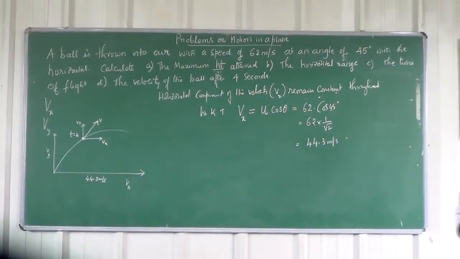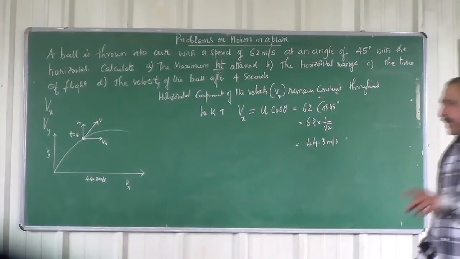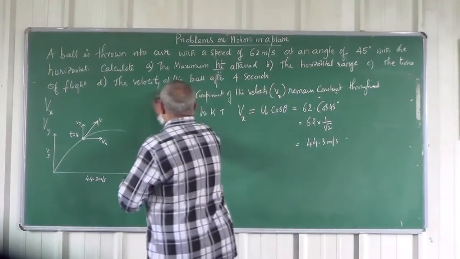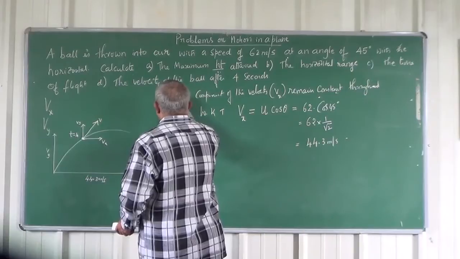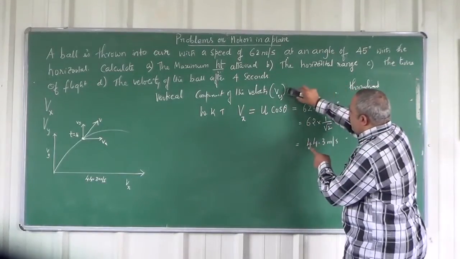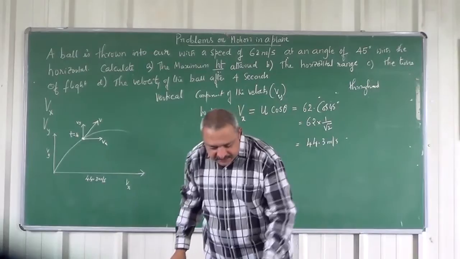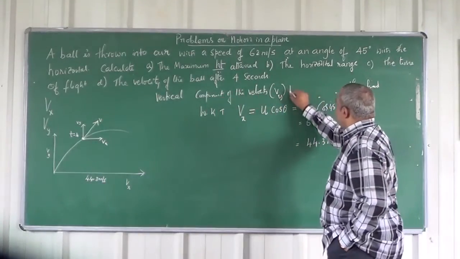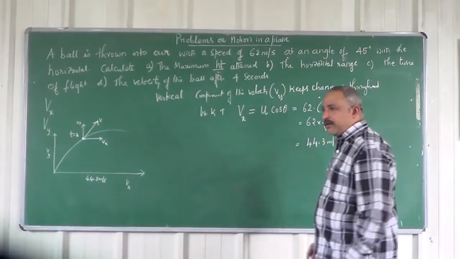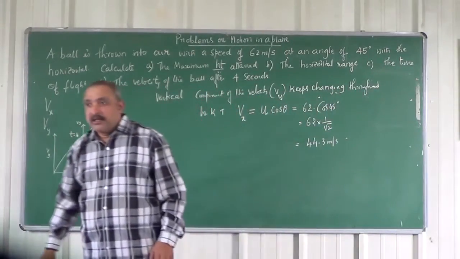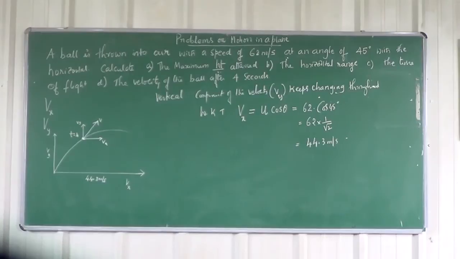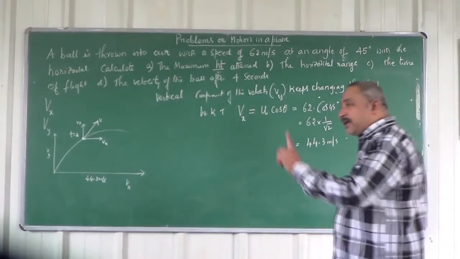Now we calculated Vx. We need to calculate Vy. Next line you write: the vertical component of the velocity Vy. Instead of remains constant, you should write keeps changing throughout. Why? Because you need to write that sentence: because it is accelerated motion.